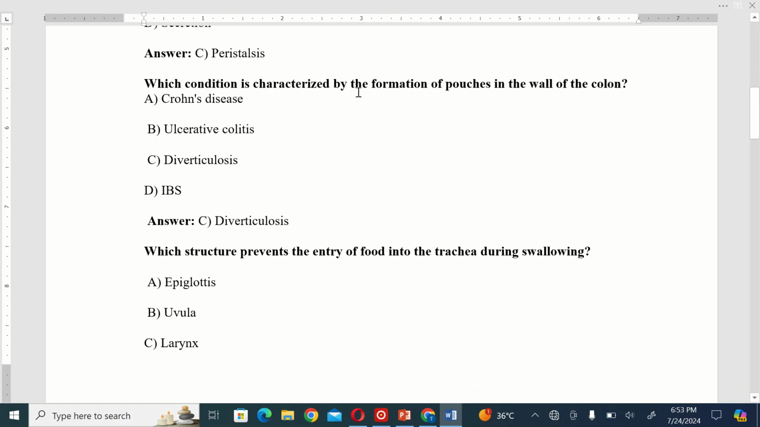Which condition is characterized by the formation of pouches in the wall of the colon? A. Crohn's disease. B. Ulcerative colitis. C. Diverticulitis. And D. IBS. So the correct option is C.